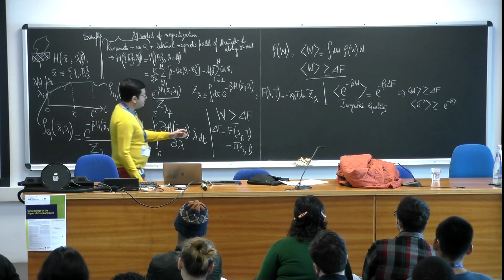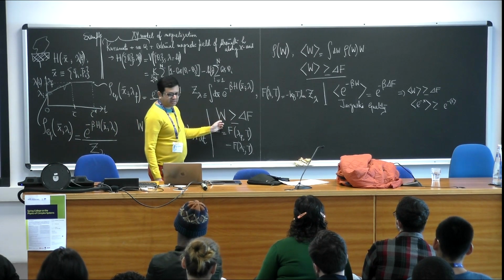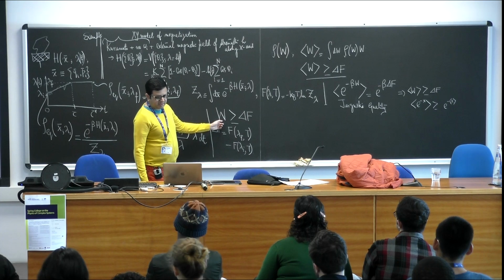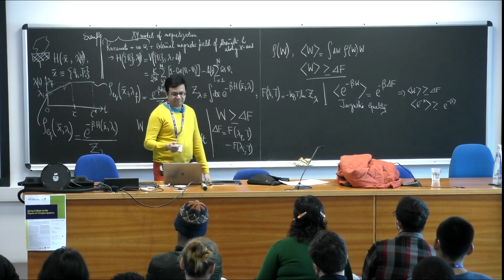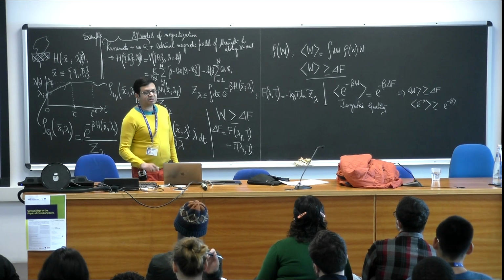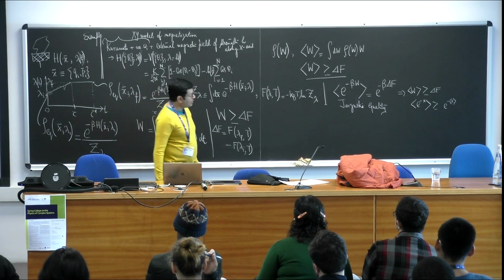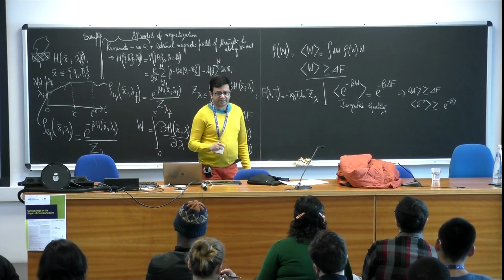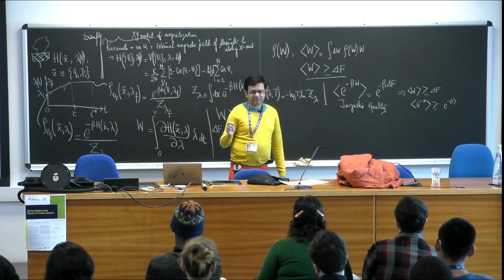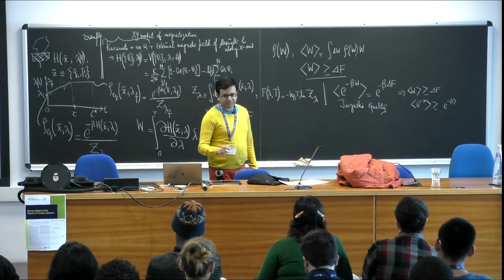So therefore, computing free energy from work measurement by stipulating that you change lambda infinitely slowly is not a very viable option. While this one says you don't have to change lambda infinitely slowly. You don't care about time scales. You do whatever you want.